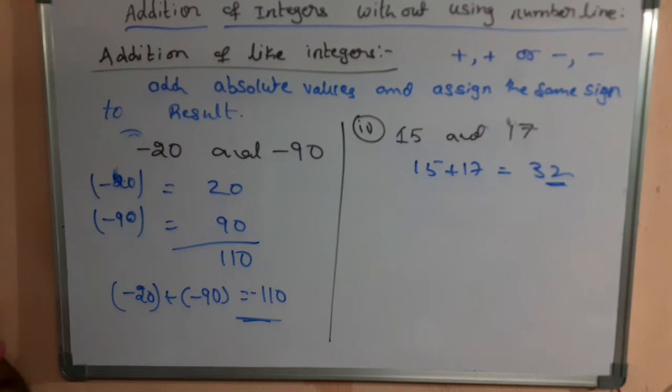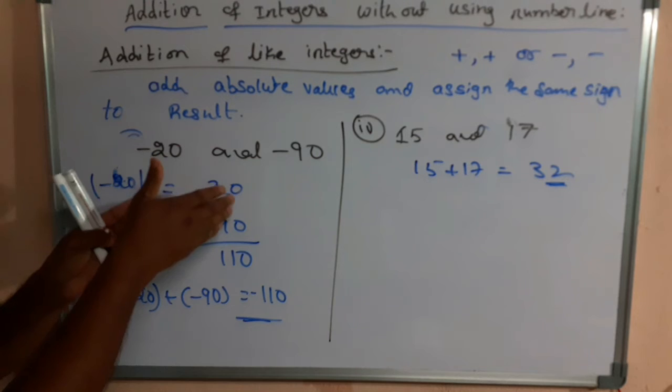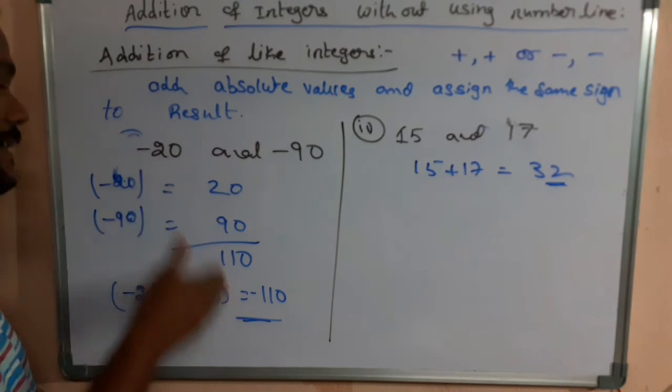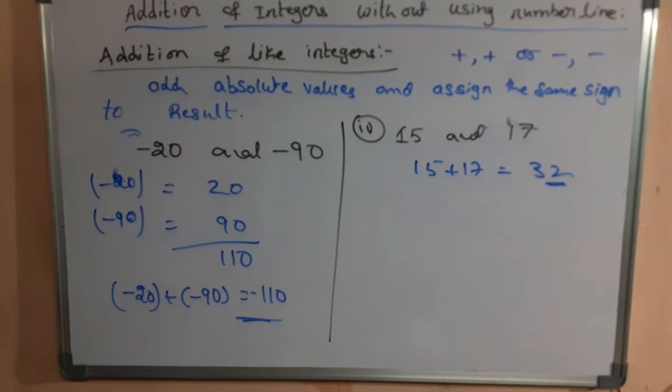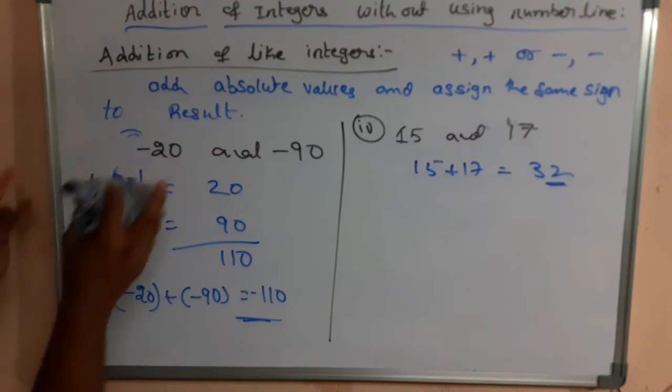So in the case of positive integers there is no confusion, but in the case of two negative integers, we just add the numerical values. That means add their absolute values and take the common sign, negative. This is how to do the addition of like integers. Now let us see addition of unlike integers.